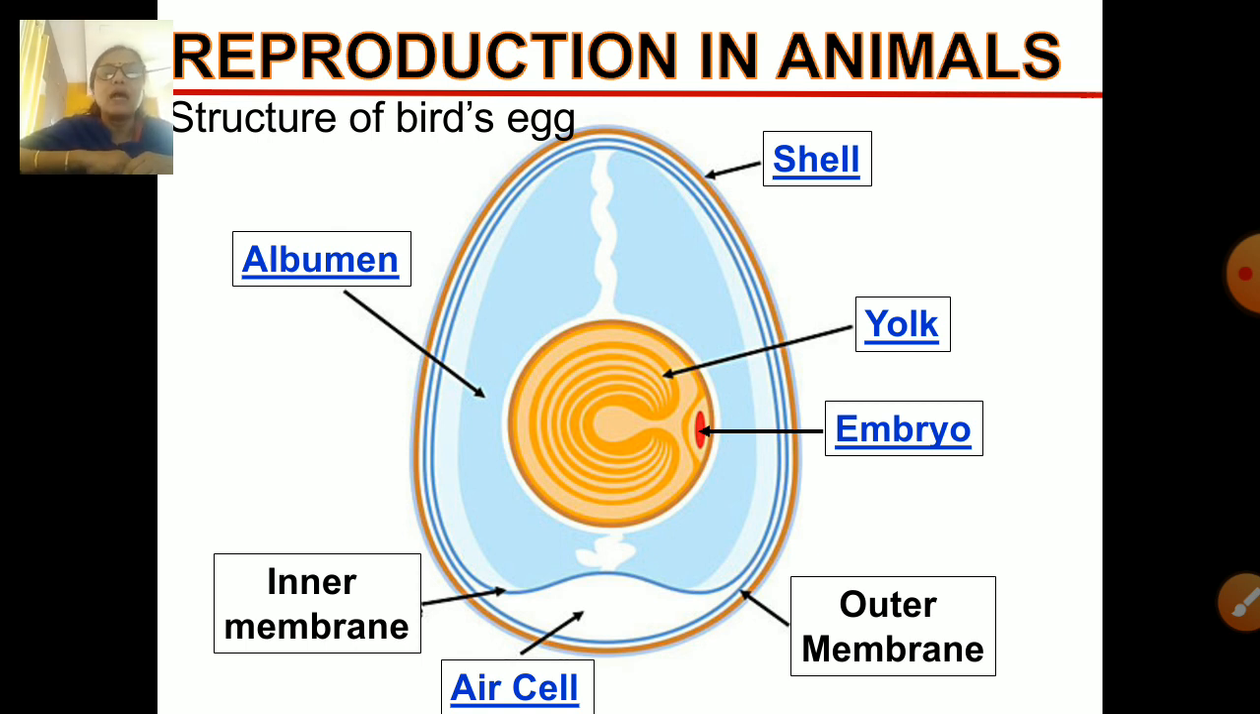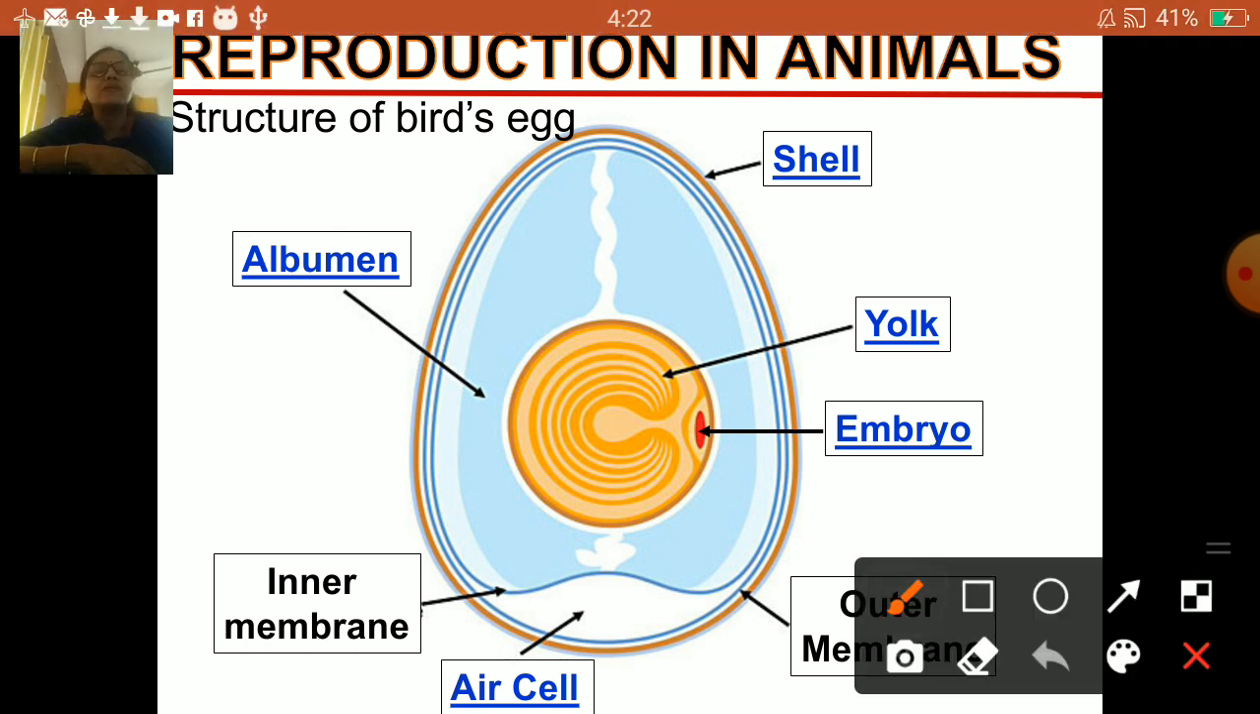Okay children, and surrounding the yolk is a white color liquid, that is called albumin. Here you can see in the picture, this is the shell, and this is the yolk. The yellow colored thing which is present in the center of an egg is yolk, and the white material surrounding the yolk is the albumin.